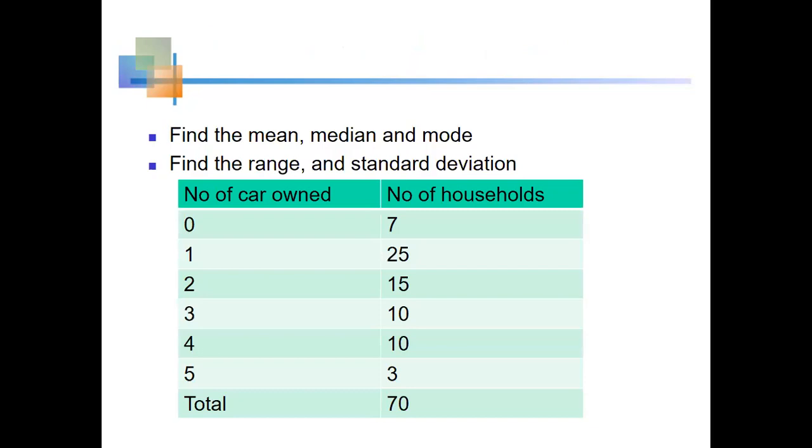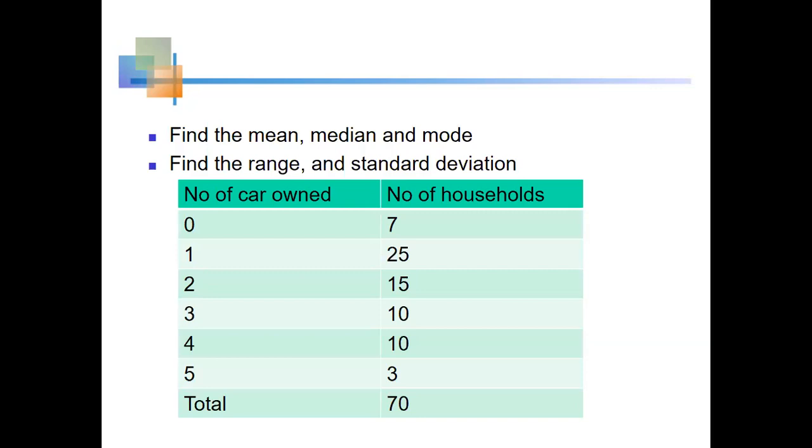So this is an example of frequency distribution table. So if you look at this table, number of car is the variable. The data is 0, 1, 2, 3, 4, 5, 6. That is the data. Okay. And number of household is the frequency. So don't get confused. So the sample size is 70. 70 tu adalah sample size.